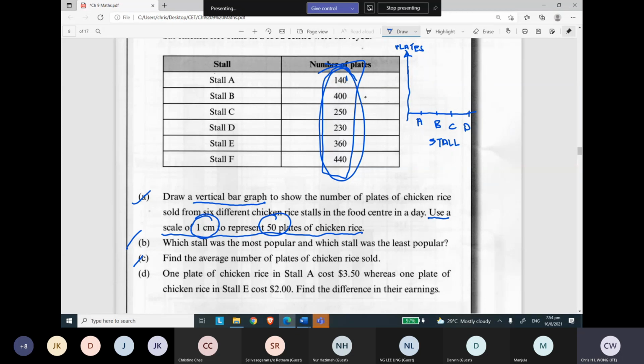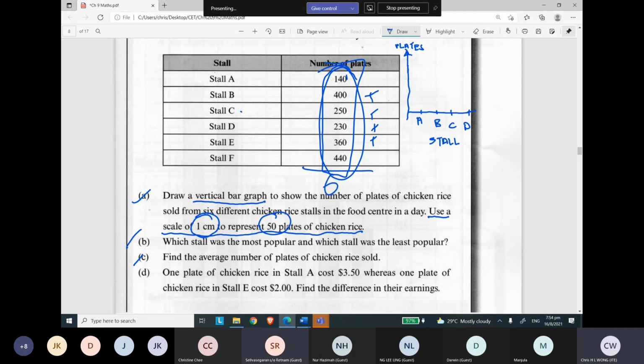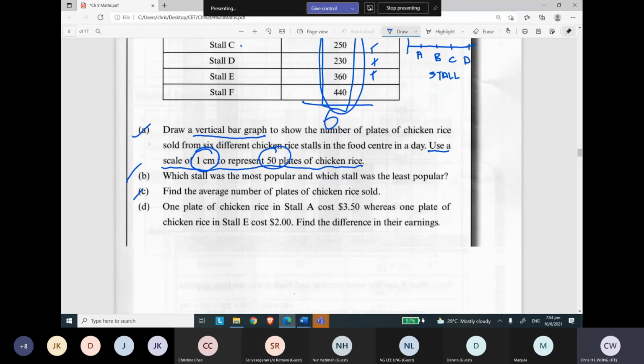You add them all together, plus. By 6. Yeah, by how many? By 6. Yeah, by 6 in the end. Yeah, that's the average. Okay, last one.